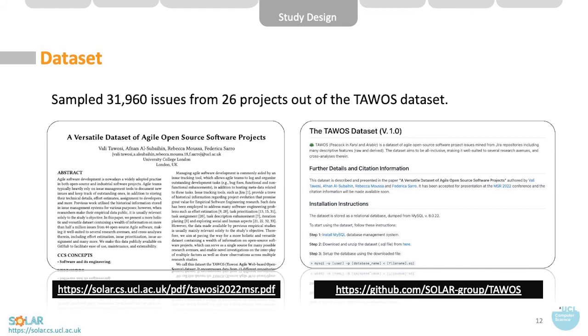As for data, we use a large number of issues extracted from the Tawosi dataset. We recently made this dataset publicly available, which comprises over 500,000 issues from 44 projects mined from 13 different open-source Jira repositories. A full description of the Tawosi dataset can be found in a paper recently accepted to MSR 2022. Preprint is available on our group's website. In the clustering study, we used a subset of this dataset with more than 30,000 issues extracted from 26 projects.